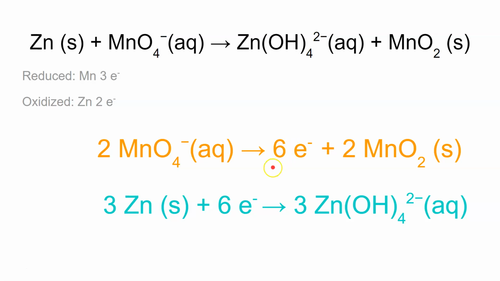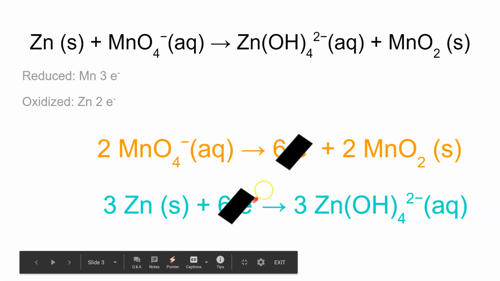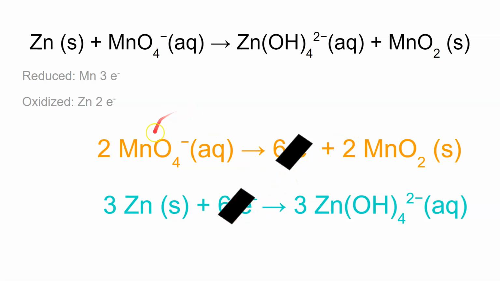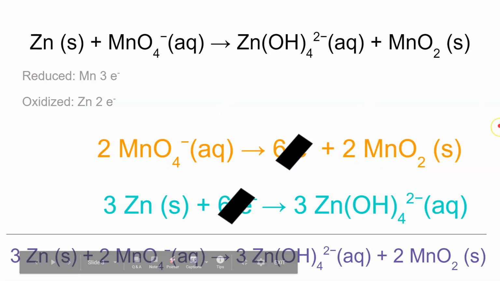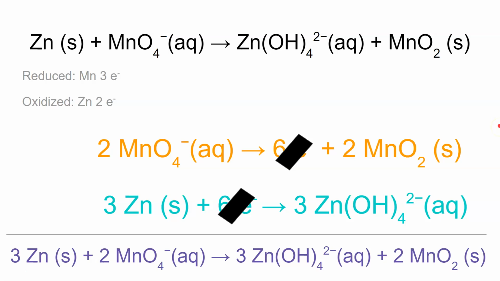And then we can cancel out our 6 electrons, because one's on the product side, one's on the reactant side. And then we're just going to carry these down into what will make the overall reaction. Now, be very careful and meticulous here. I notice a lot of people make mistakes and they don't carry things down correctly or at all. So just make sure that you're accounting for everything. And then we're almost done.